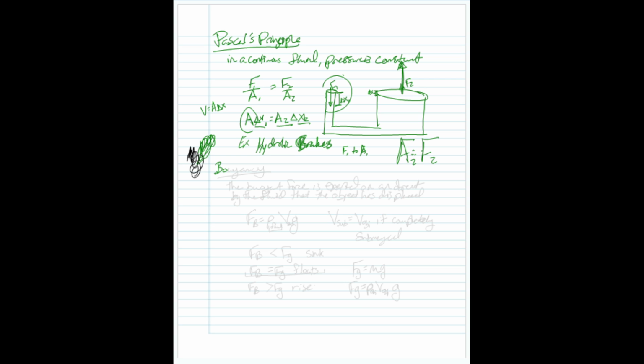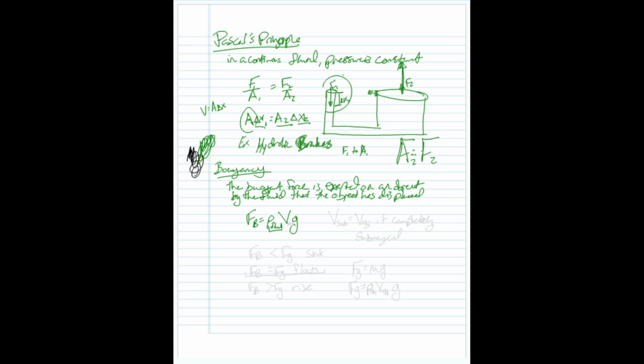Next topic we covered was buoyancy. The buoyant force is exerted on an object by the fluid that the object has displaced. So FB equals the density of the fluid times the volume times gravity.